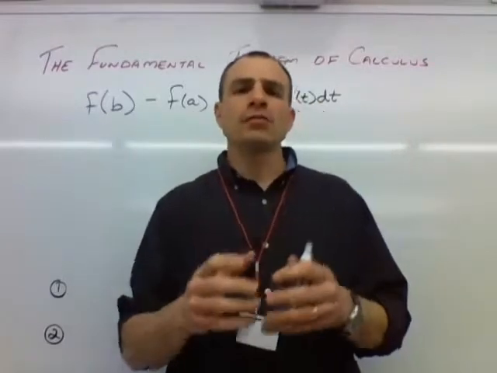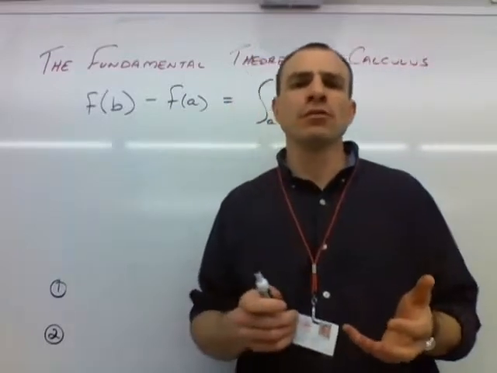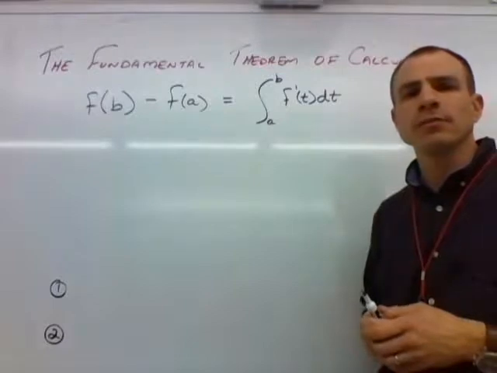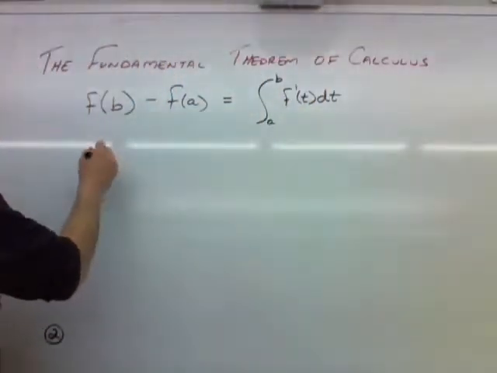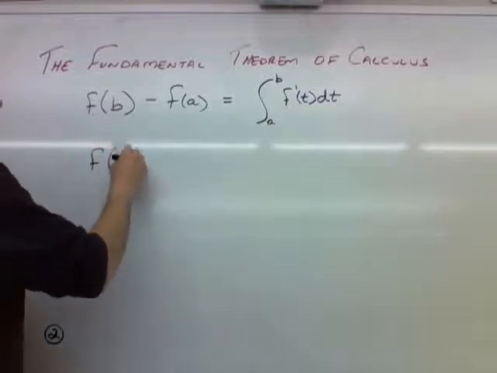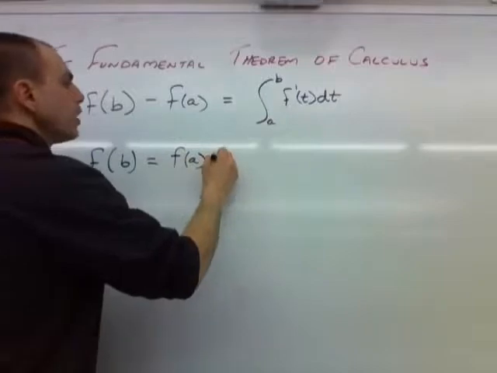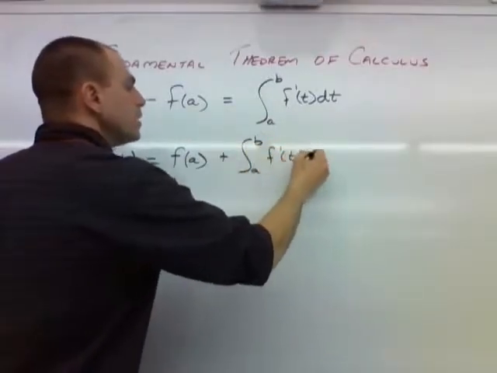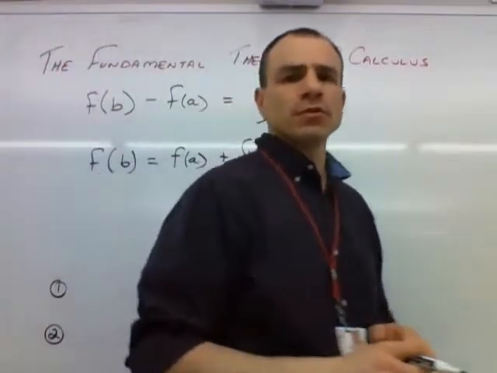All right? If I had asked you, how can we get f of b all by itself? What would you do to both sides in order to get f of b to be all by itself in this equation? Yeah, you'd add f of a. So let's do that. If we add f of a to both sides, we're going to have f of b is equal to f of a plus the integral from a to b of f prime of t dt. And I know we're used to seeing x there. I'm using t there for a reason, which you'll see in a moment.